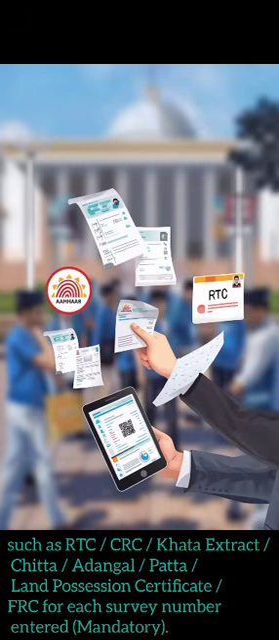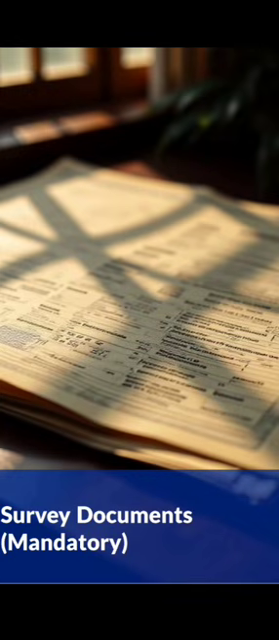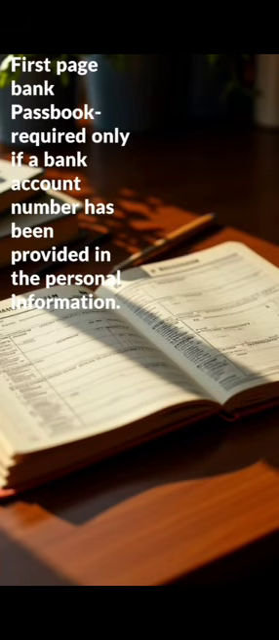Survey documents such as RTC or CRC or Khata extract or Chitta or Adangal or Patta or land possession certificate or FRC for each survey number entered. Grower can share any of these certificates. This document is mandatory. Photocopy of the first page of your bank passbook. However, it is optional. It is required only if a bank account number has been provided in the personal information.